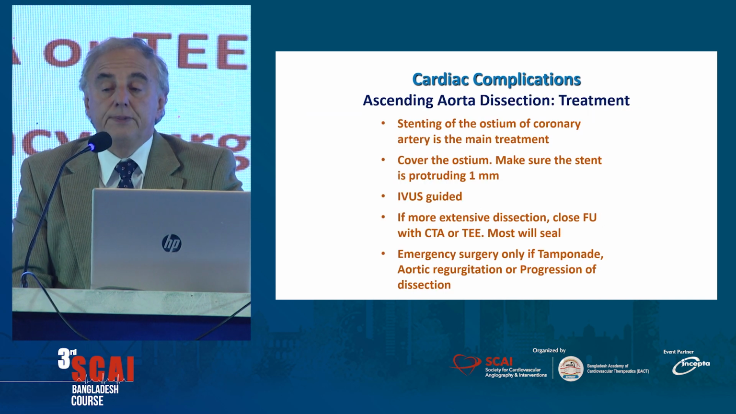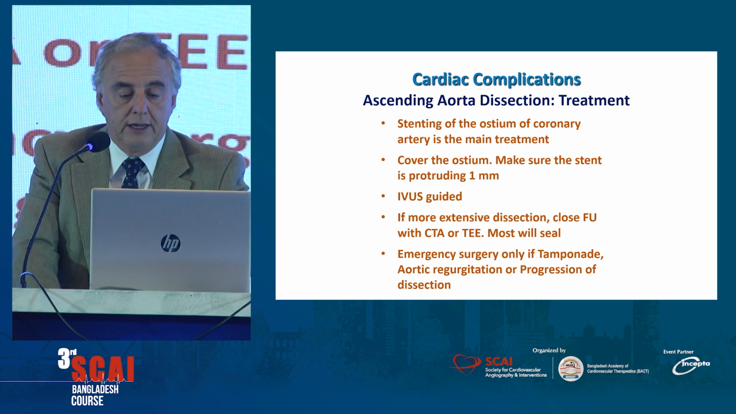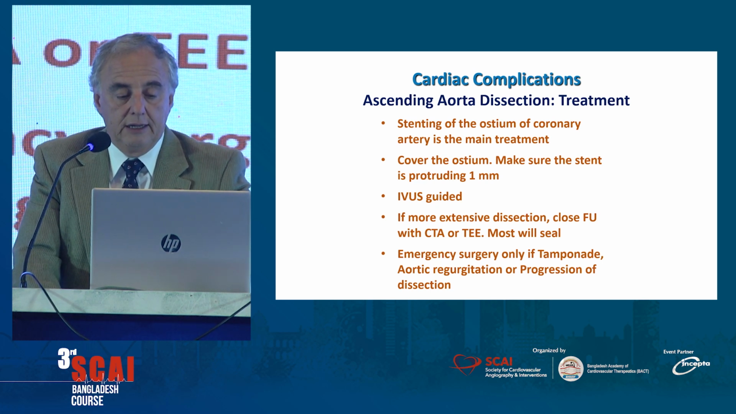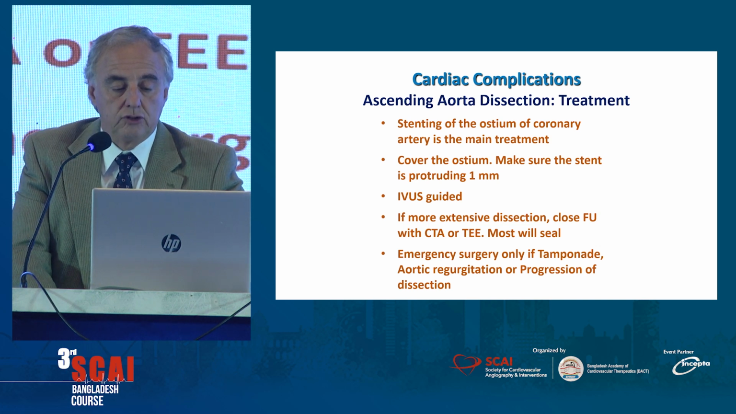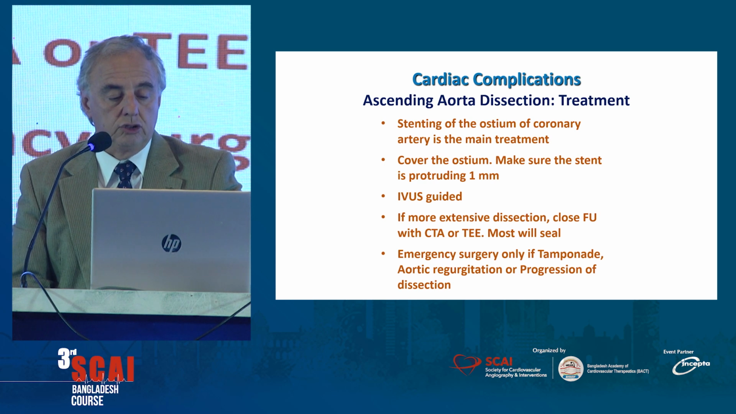So how do we treat this patient? The vast majority, you can treat with a stent at the ostium of the coronary artery, and the vast majority will respond to that. Make sure that you have at least 1 millimeter of the stent hanging into the aorta. You can use IVUS or other techniques to make sure that you are covering the ostium.